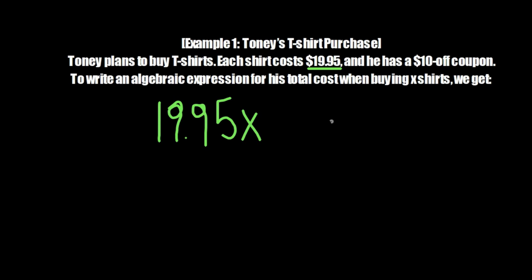So now we're not done with this problem. He has a $10 off coupon, but he doesn't have it for every shirt. So it's only one time $10 off coupon. So we're going to be subtracting 10, and that is the equation for this example: 19.95x minus 10. That will get you the total cost. This means the total cost is $19.95 per shirt minus the $10 coupon.